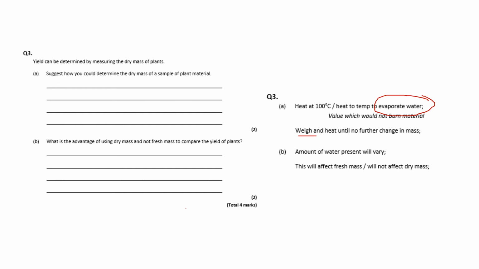For the second part here, part B, what's the advantage of using the dry mass over the fresh mass? Again, a very similar question to what we've seen before. There's lots and lots of repetition in these types of exam questions, so please make sure that you do learn these mark schemes. So for part B, you just need to say that the amount of water will vary in that plant material, and that will affect the fresh mass but not the dry mass. Okay, so we know that there's varying water contents in plant material, so we don't want that to have an effect, so we measure the dry mass instead.